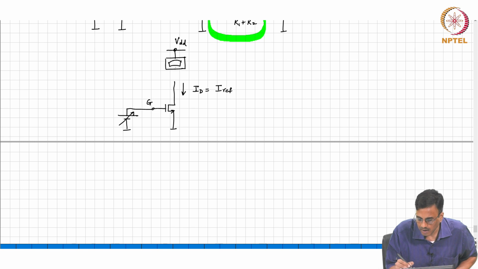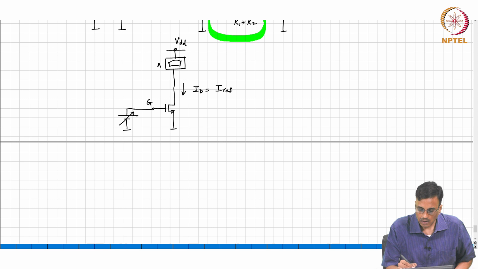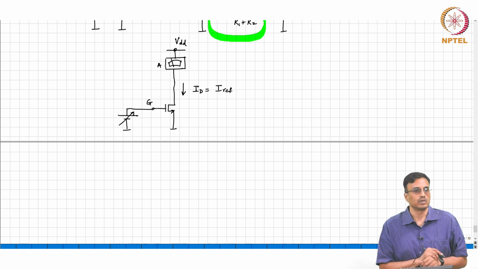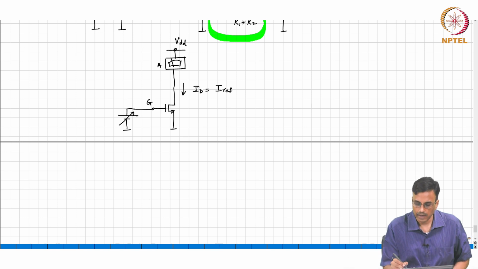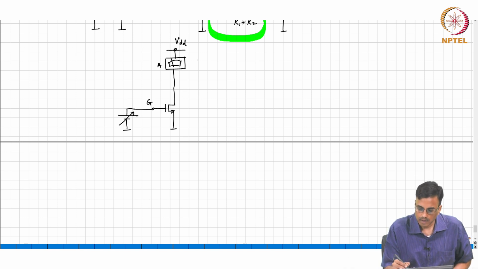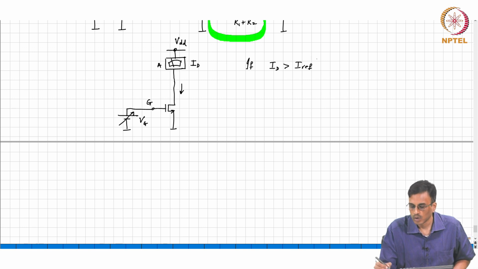So basically, then we have an ammeter which shows some reading, right? And that ammeter will be reading ID, correct? So we apply some Vg and we read some ID. Okay. Now, if ID is greater than Iref, what does it mean?